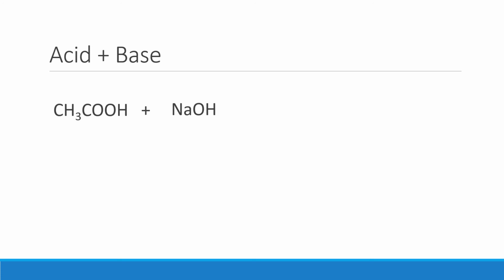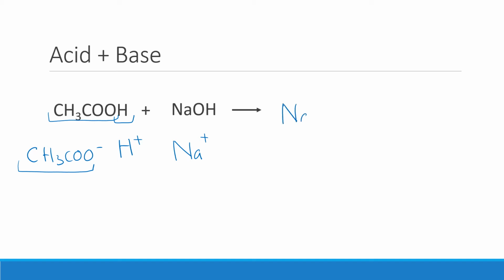So first, let's react ethanoic acid with sodium hydroxide. Now, ethanoic acid is an organic acid, and so it's a little bit different. The H on the end, that's our hydrogen ion, and then this is our ethanoate ion, CH3COO minus. So when you see an acid like ethanoic acid, it's actually the hydrogen on the end that gets donated. And then we're putting our anion, ethanoate, together with our sodium cation. And so our products are going to be sodium ethanoate.